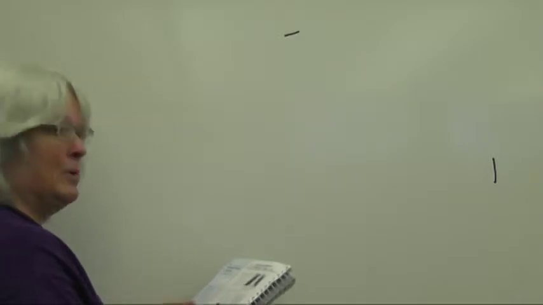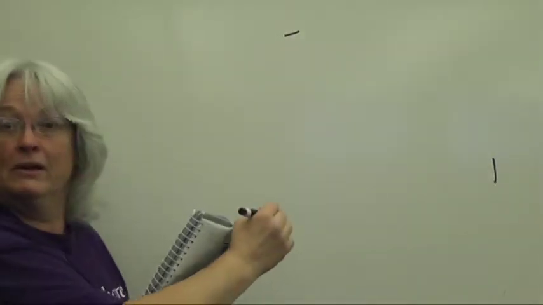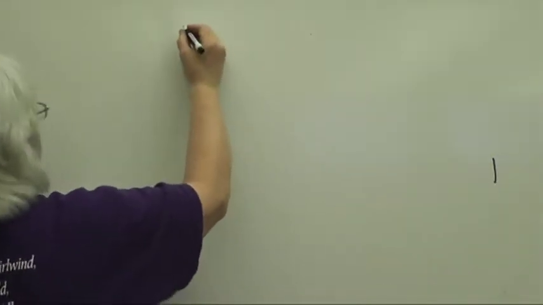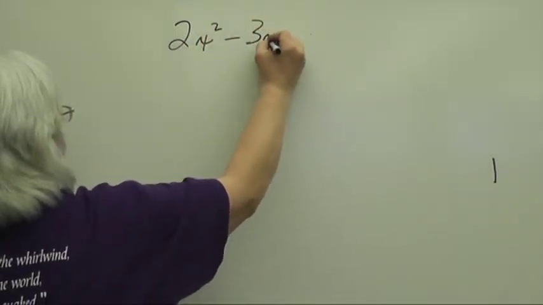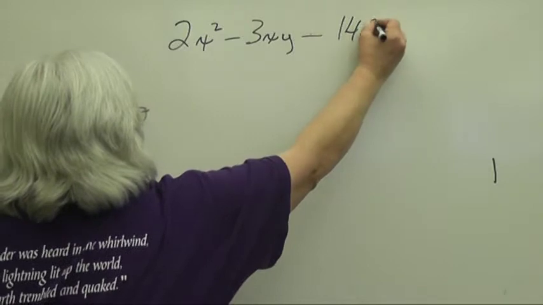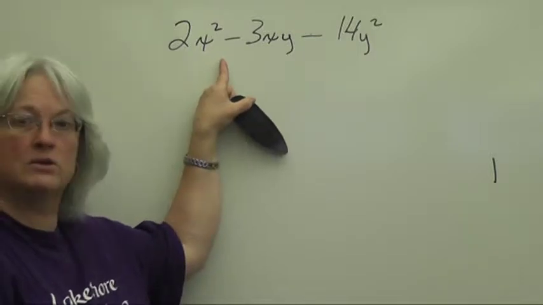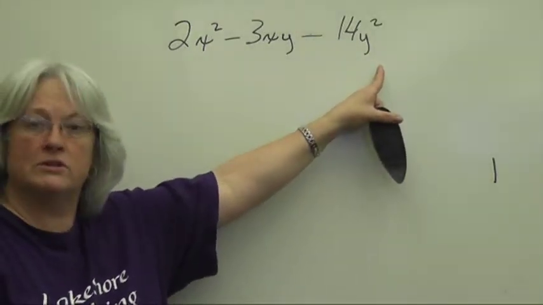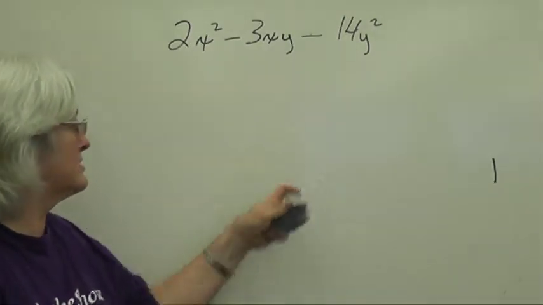So, after that introduction to section 9.6, let me look at this example. This is example 1 on page 384. It wants us to factor 2x squared minus 3xy minus 14y squared. Nothing to be afraid of here. We just have an x squared term and a y squared term. That means that in both of our binomial factors, we're going to have an x and a y.